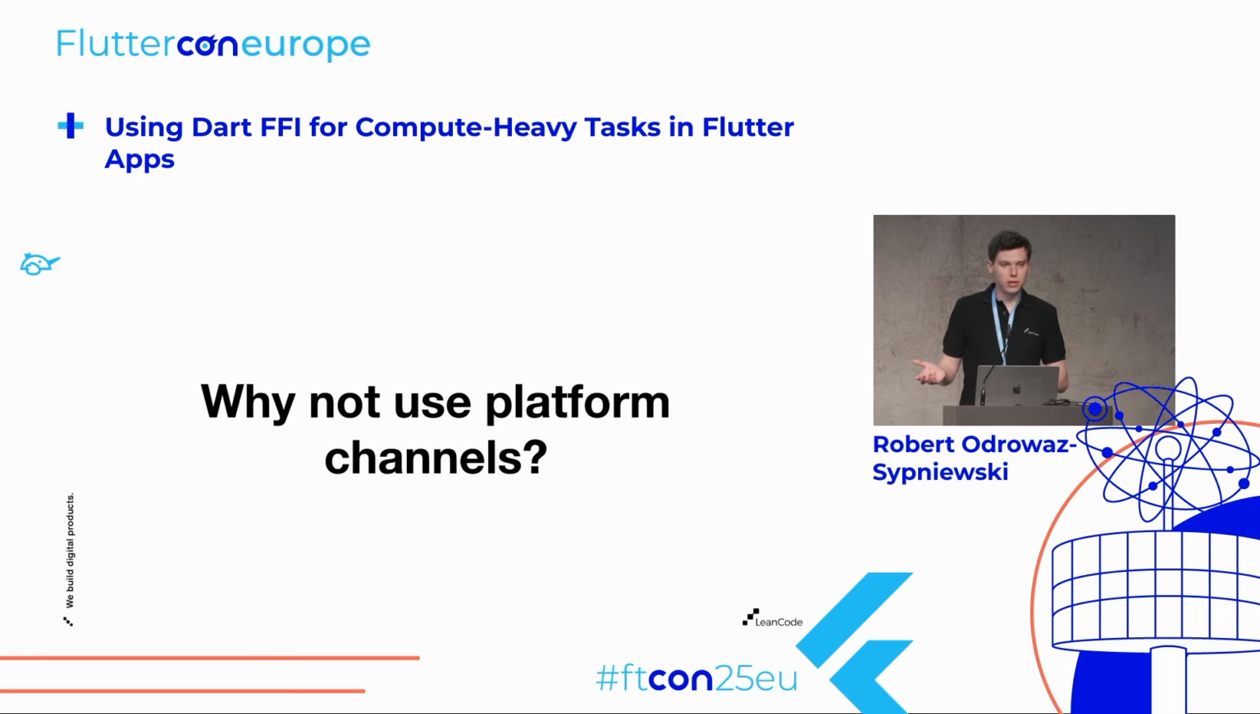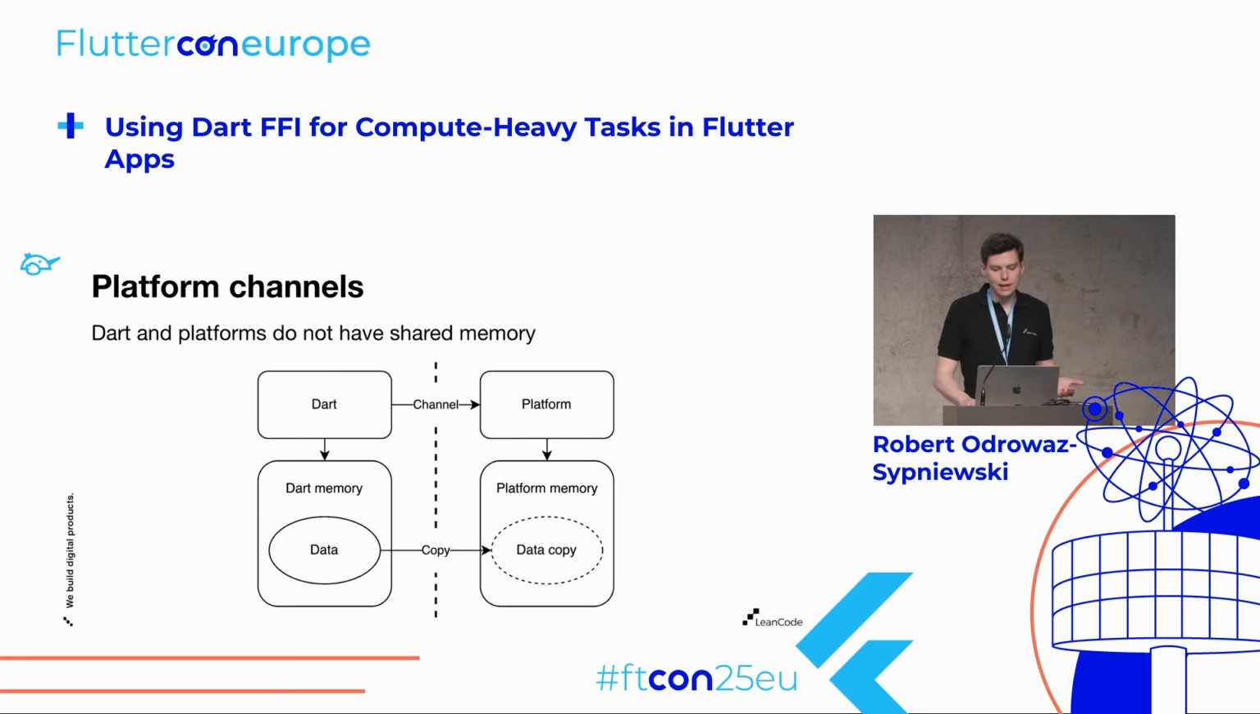The second option would be, instead of isolates, we could use platform channels. With platform channels, we get access to platform-specific languages and platform-specific tooling. So Java and Swift and Kotlin are slightly faster than Dart, and also are more mature ecosystems with more performance-related tooling. However, we have pretty much exactly the same problem as with isolates. Actually, it's exactly the same image, just with different labels. Again, we have absolutely no shared memory, so every communication requires making a copy of that data.